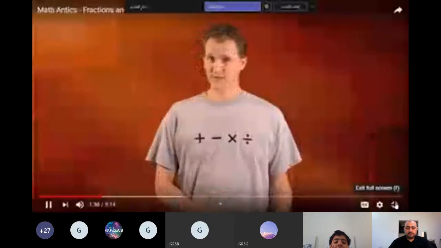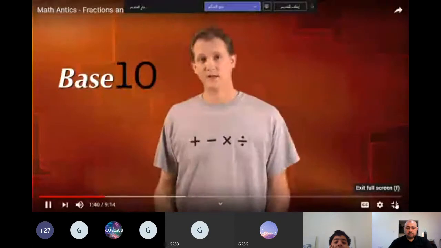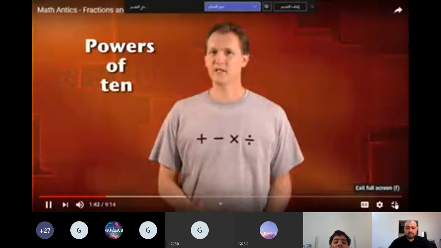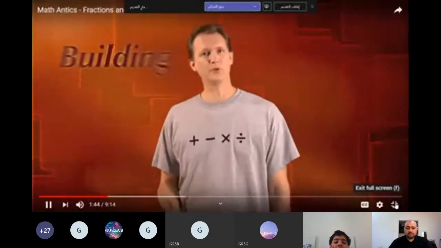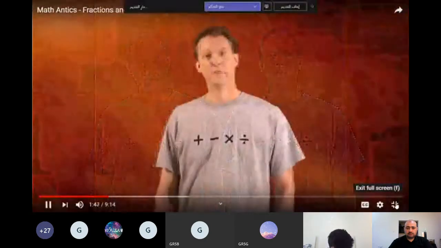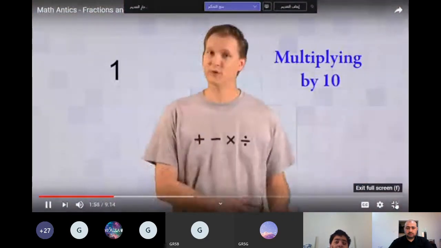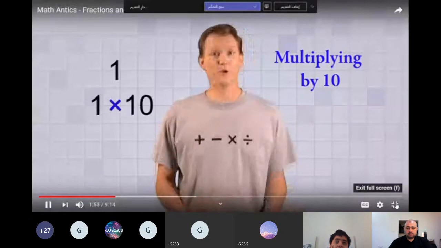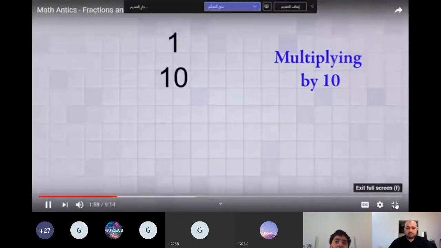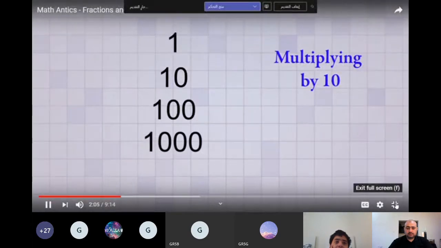The system that we count things with is based on the number 10. In fact, it's called base 10. And it uses what we call powers of 10 as the groups or building blocks that we count with. It's probably no surprise that our first building block is 1, and we can get bigger building blocks just by multiplying by 10. So our next building block is 1 times 10, or 10. And the one after that is 10 times 10, or 100. And the one after that is 100 times 10, which is 1,000.